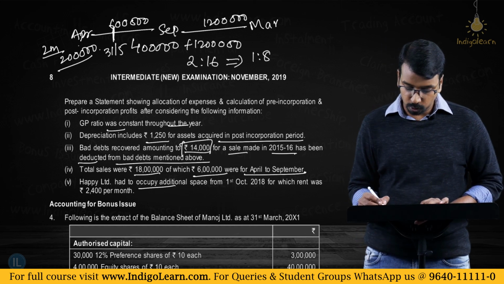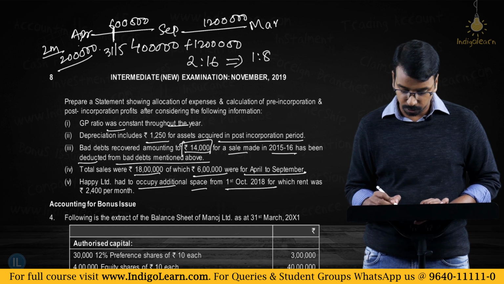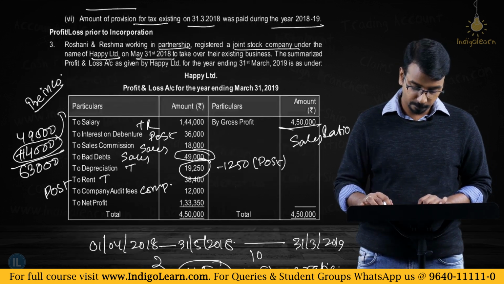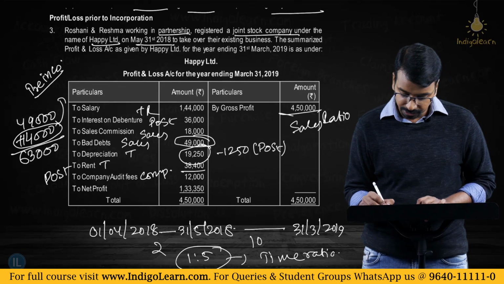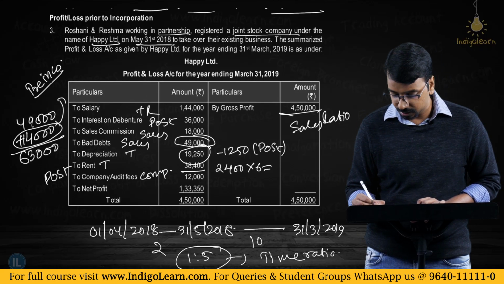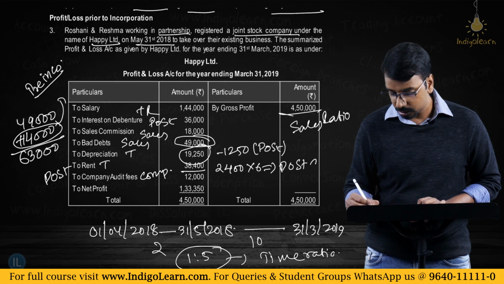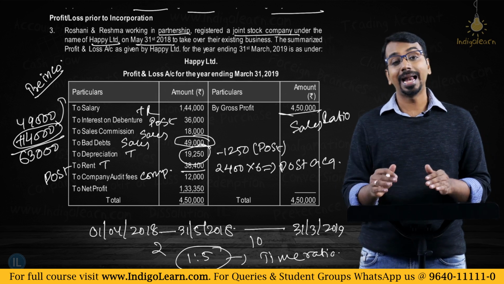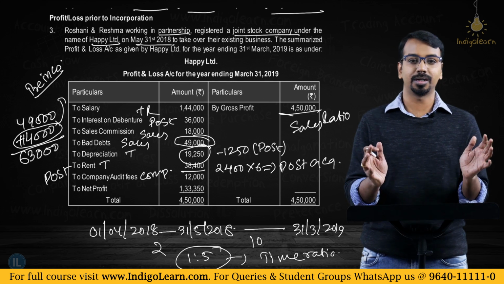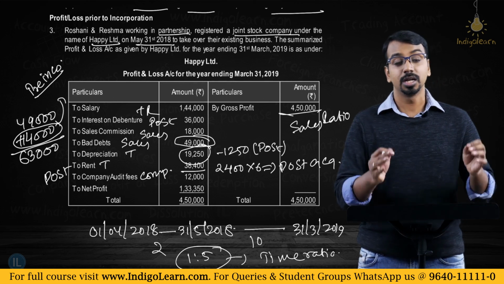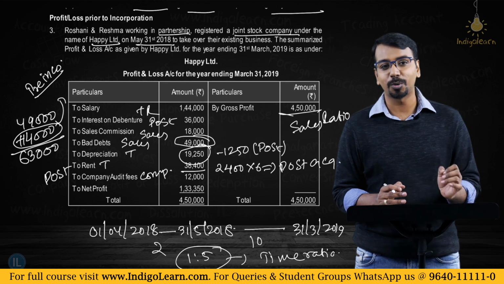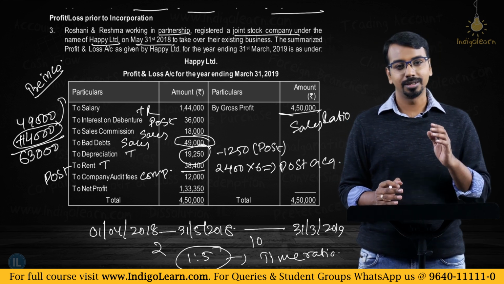Happy Limited had to occupy additional space from 1st of October, for which rent was 2,400 per month. Now what does that mean? Out of this rent of 38,400, 2,400 into 6, this is purely post acquisition, and from the balance you will have to do a time ratio based adjustment. Once you apportion all these items, you can figure out what is the pre-incorporation profit or loss, and then whatever is the profit you will transfer it to capital reserve.